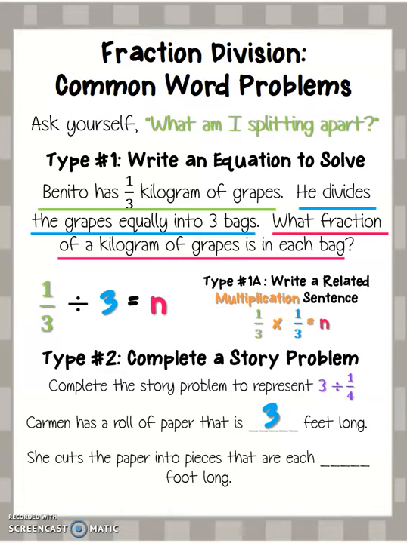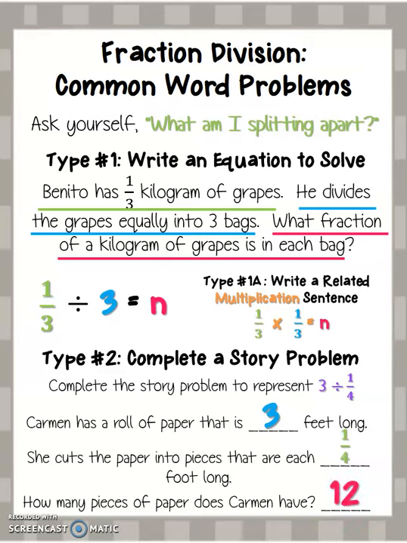And since the 1/4 is my divisor, that tells me that she cuts the paper into pieces that are each 1/4 of a foot long. Finally, you might also get one last sentence in your story problem that's asking you to solve. So I could write, how many pieces of paper does Carmen have? And then I know I could solve 3 divided by 1/4 to tell me that Carmen has 12 pieces of paper. So a lot of times you'll be asked to either write an equation or to look at an equation and match it to a story problem.